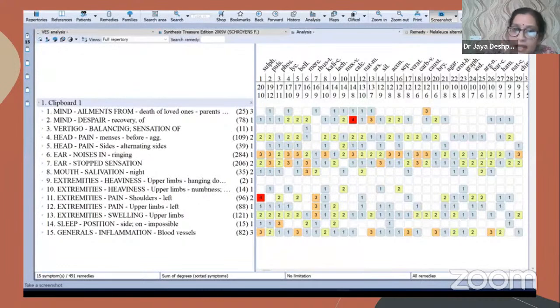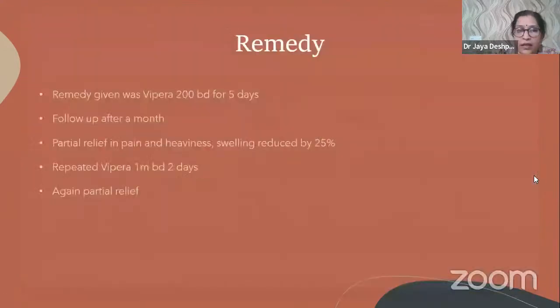So in my understanding, from the repertory chart I could not make out which one to prescribe. So I just thought of reading all the drugs which are meant for inflammation of the blood vessels. So to my understanding, I came up with Vipera. That was in 2018. So I did give her Vipera for 5 days, 200 potency.